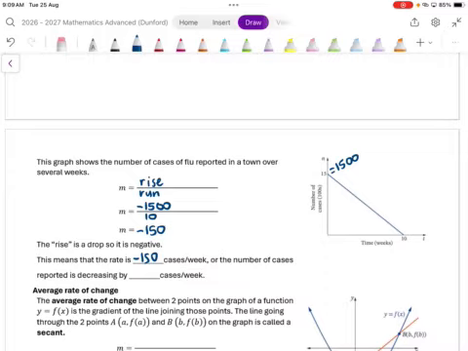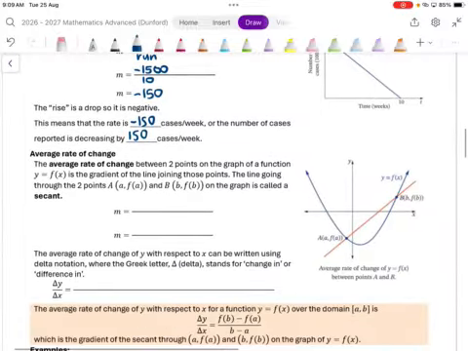which is really good because the number of people that have the flu is going down, which is something that you want. You don't want people to have the flu, right? And so we can say that this is reported as the number of flu cases is decreasing by 150 cases per week. Okay, so we can either use the negative 150 or we can just use that it's decreasing by 150 cases. Now, that is all stuff that we've seen before to do with our gradient. It's just to connect it to what is happening here.